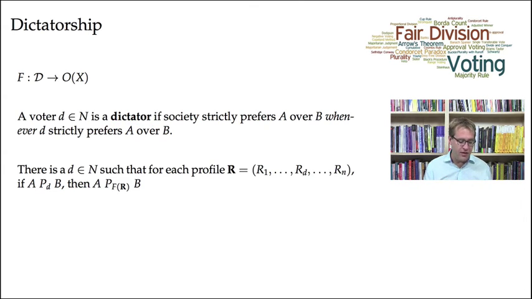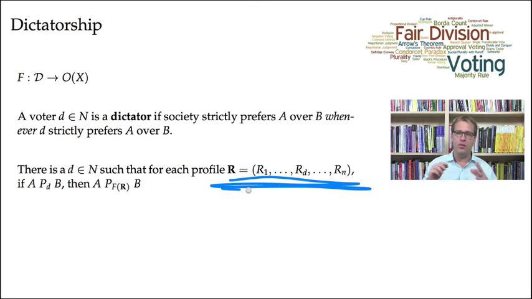Formally, what this says is that there's a voter D such that for any profile you give me, any profile whatsoever, if D strictly ranks A ahead of B, then society has to rank A strictly ahead of B. So this is one way in which a social welfare function could fail to be anonymous, because it's treating this one voter D in a very special way.